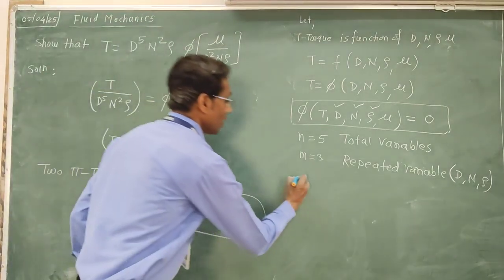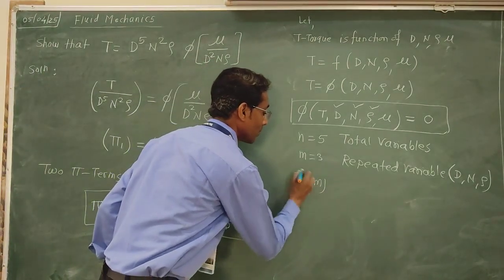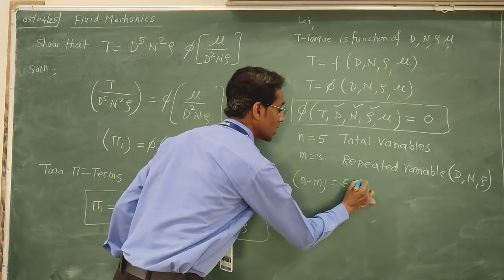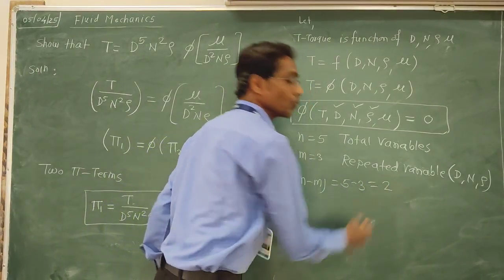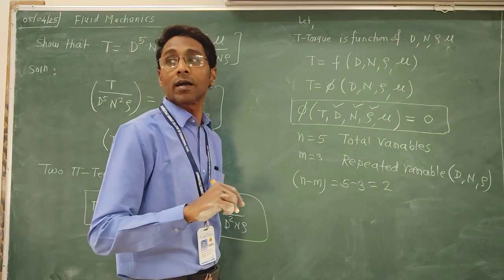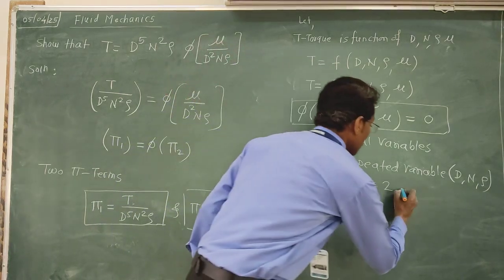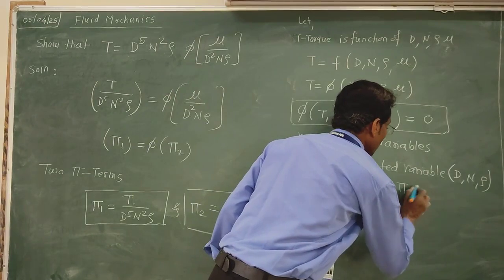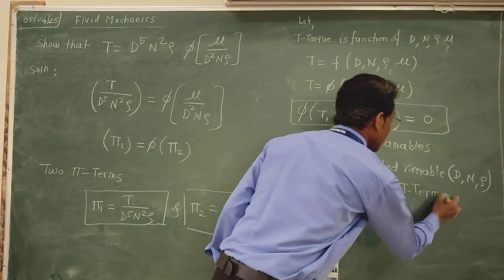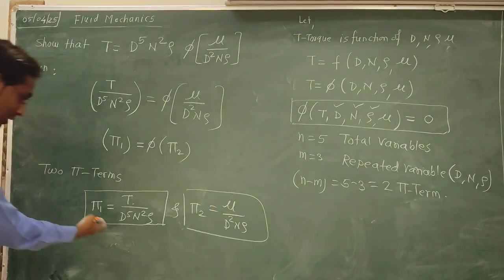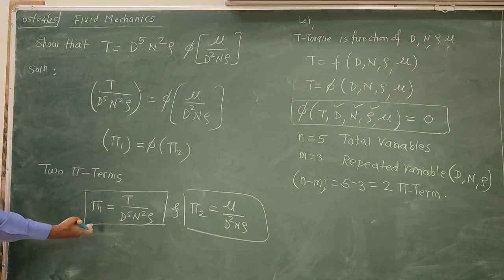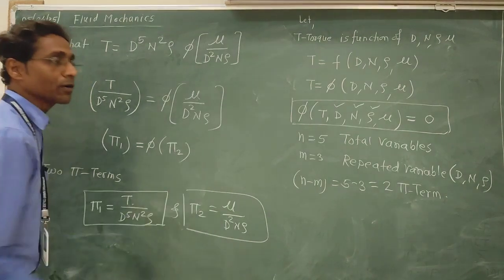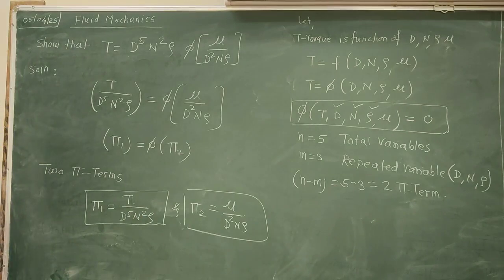Okay. Now n minus m means 5 minus 3 is equal to what? 2. This 2 will be what? Number of pi terms. So here will be 2 pi terms. Already we have this 2. One is pi 1, another is pi 2. So 2 pi terms we will be having here.